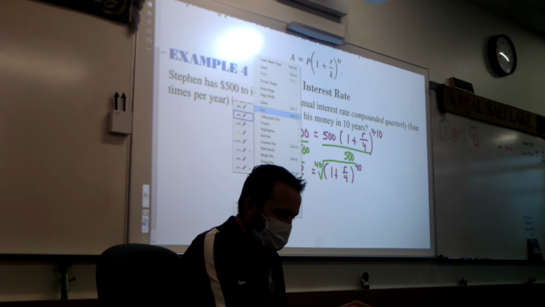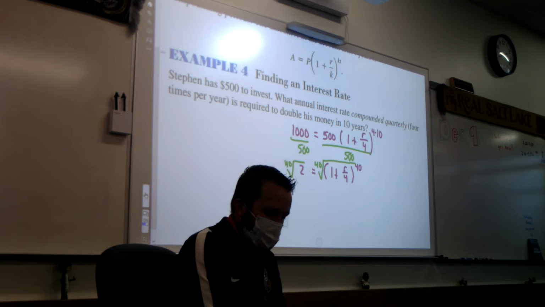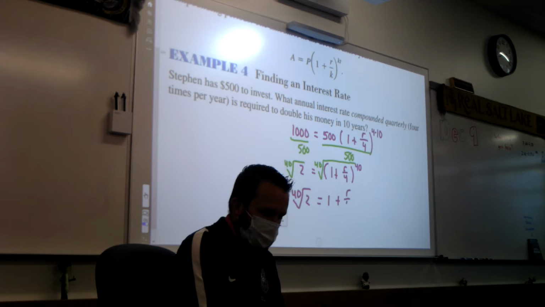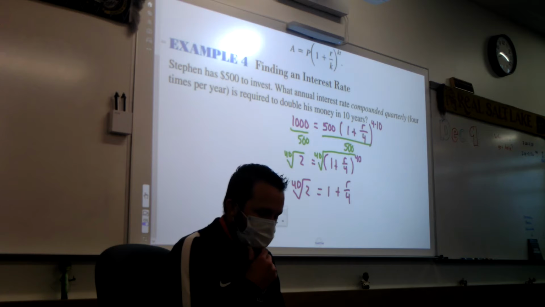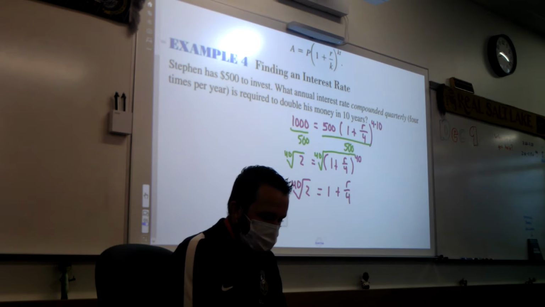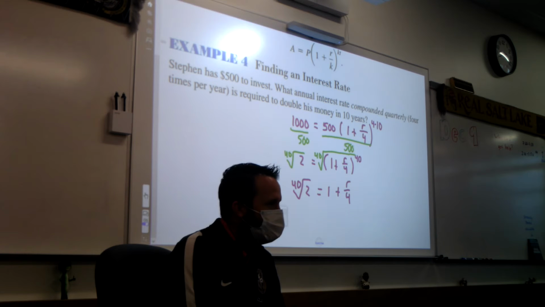Now I'm going to calculate that last. But I have the 40th root of 2 is equal to 1 plus r over 4. Okay, so just a couple more steps here. Kimberly, what are we going to do next? We're trying to solve for r here. We don't need a rewrite on this. R's already kind of there. We just got to solve for it.